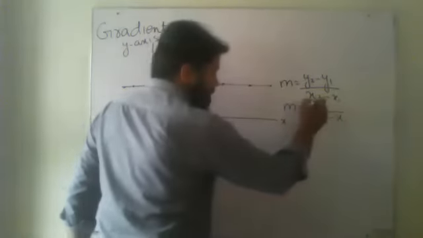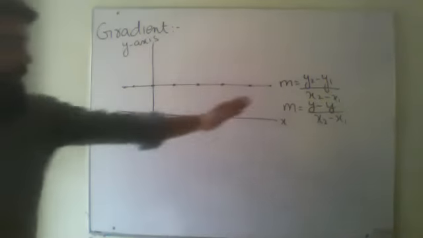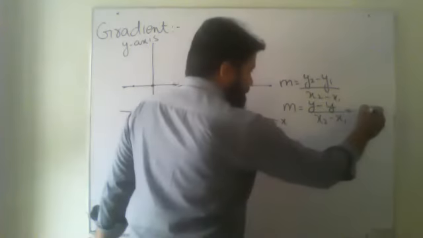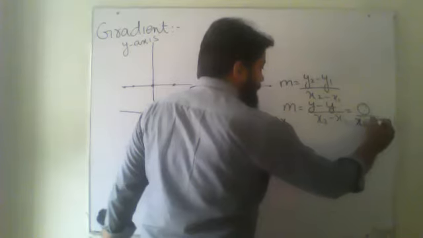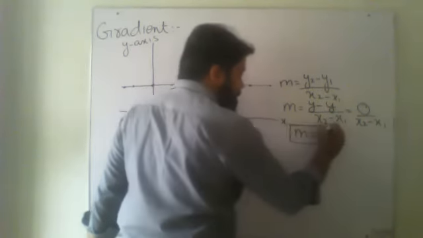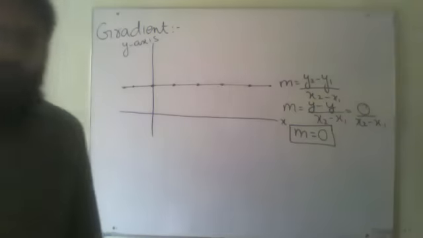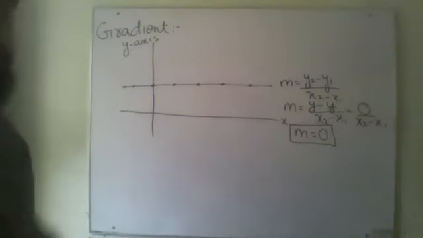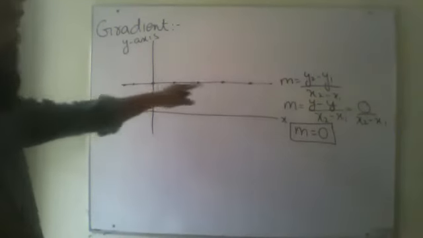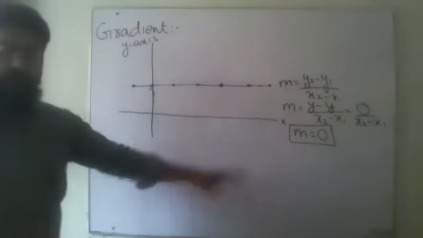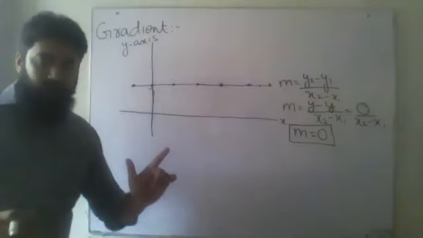So y minus y, because y is not changing. So I am writing y minus y. Y minus y will be 0 upon x2 minus x1, and anything dividing 0 is always equals to 0. So what does it mean? It means that whenever I'm going to have value of m equals to 0, I will be having a horizontal line. So m equals to 0 when horizontal line.